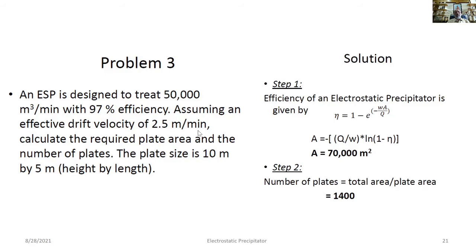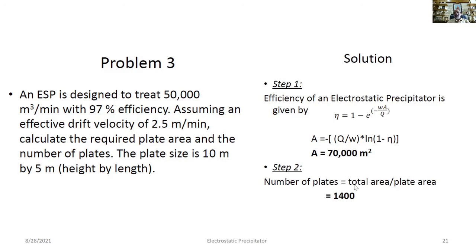Here, we wish to work out the number of plates for the given data. By this time, you are quite conversant with this efficiency equation. Hence, for given efficiency and other data, as we solve for A, we get 70,000 square meters.